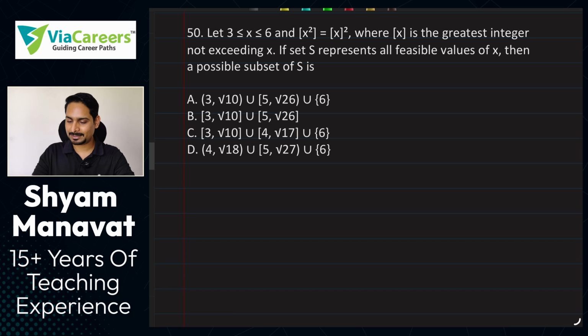So here the question says, let x be any number between 3 to 6, including 3 as well as 6. Now, the given relation is x square and then you have square bracket x square bracket ka square. What does this square bracket mean? Here the meaning is given: this is greatest integer not exceeding x. अब इसका मतलब क्या होता है?